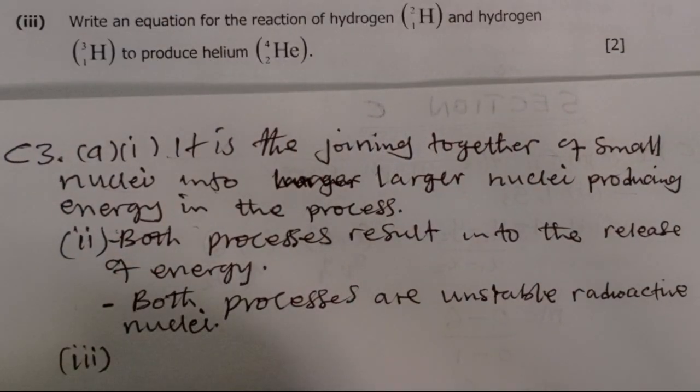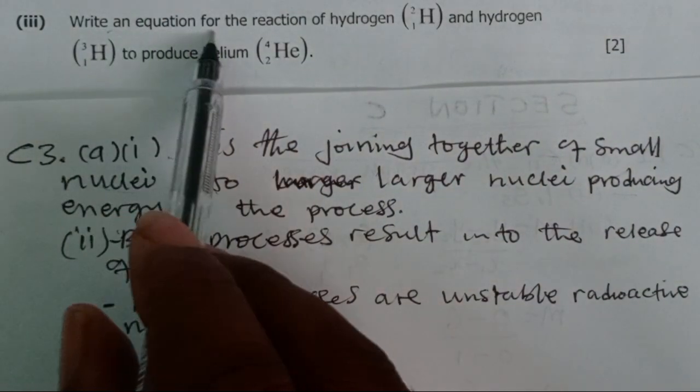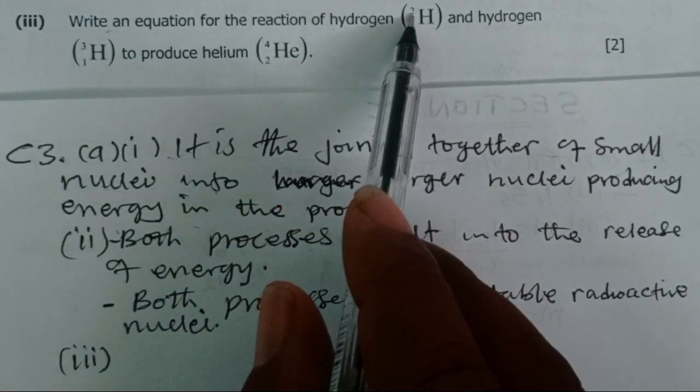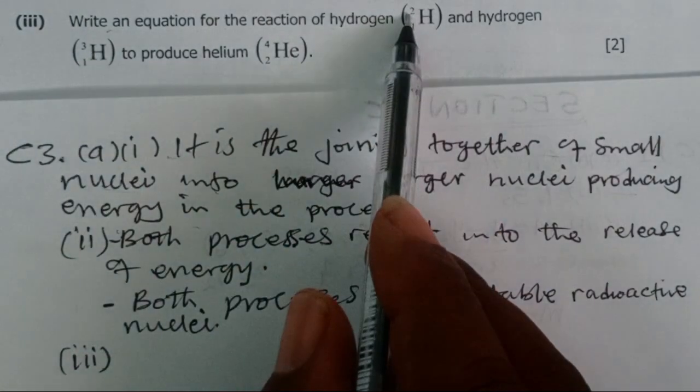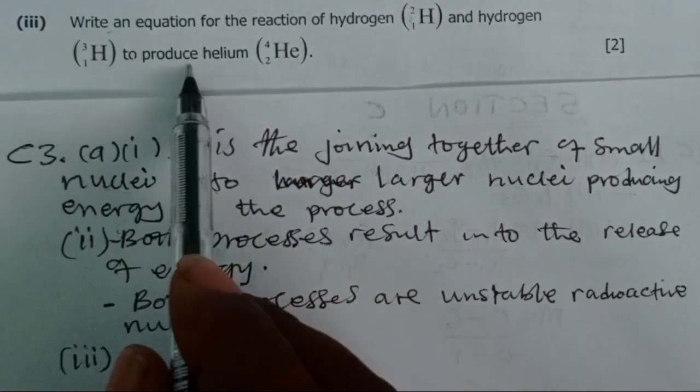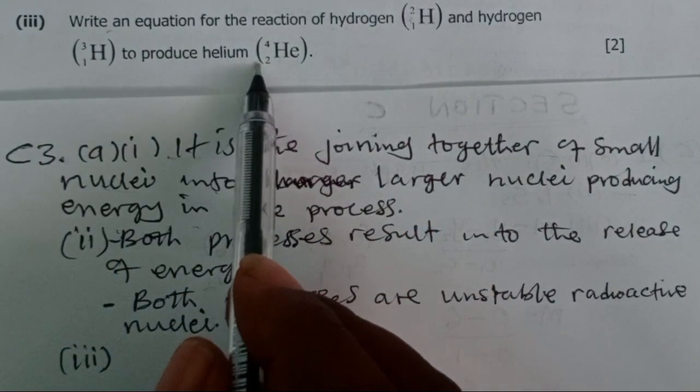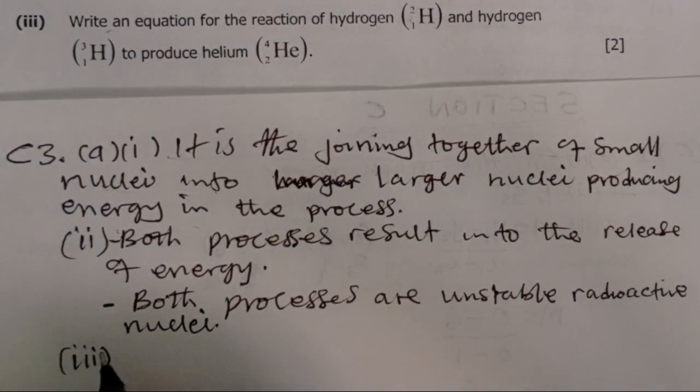Part 3, write an equation for the reaction of hydrogen 2 and hydrogen 3. So this is hydrogen 2 and hydrogen 3 to produce helium. So this type of equation, we call it a thermonuclear equation.